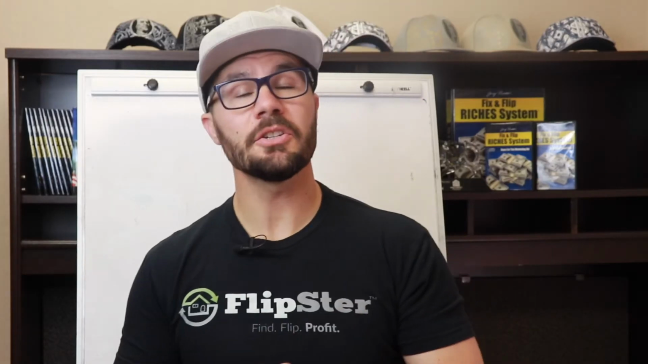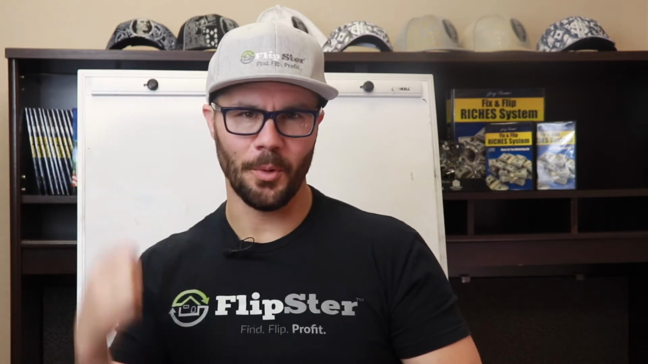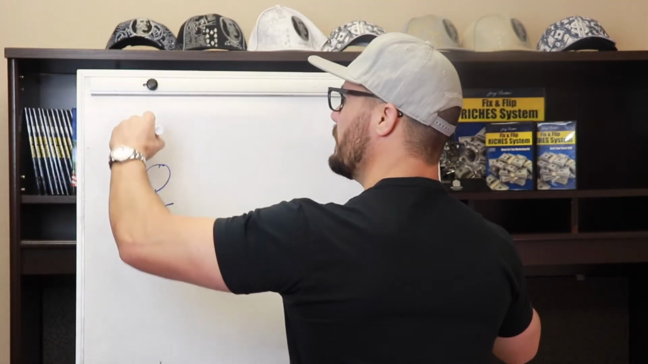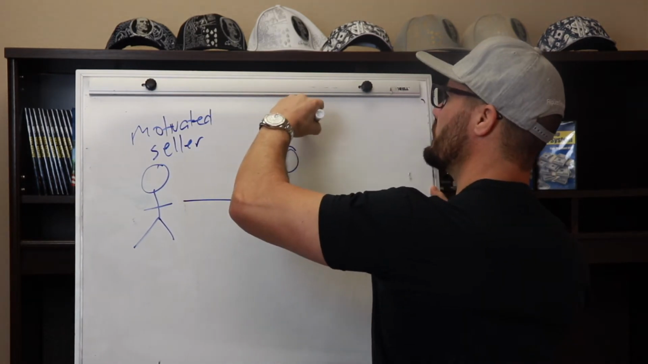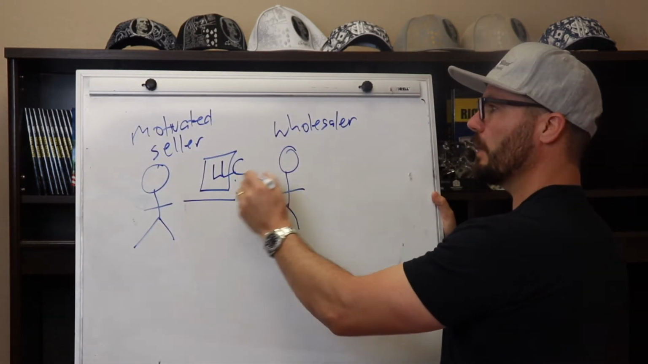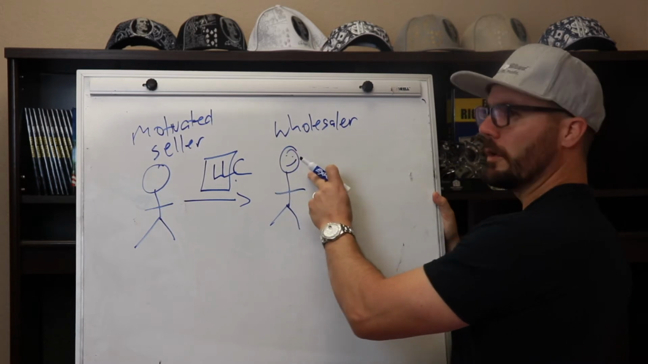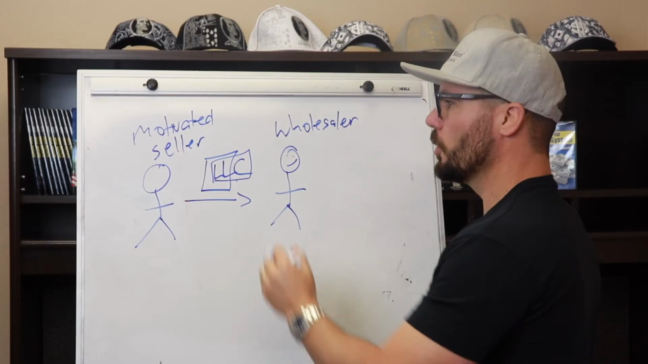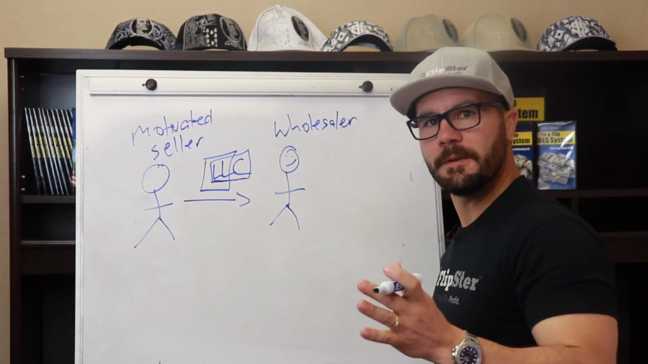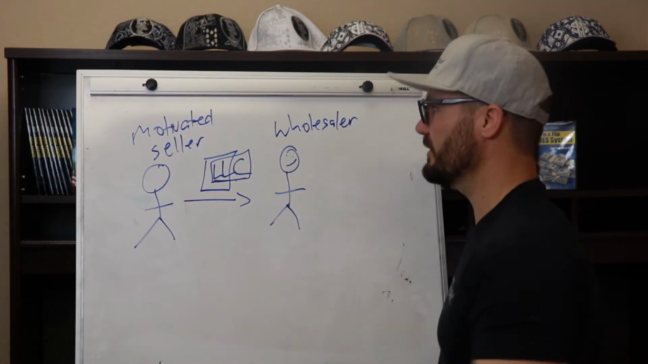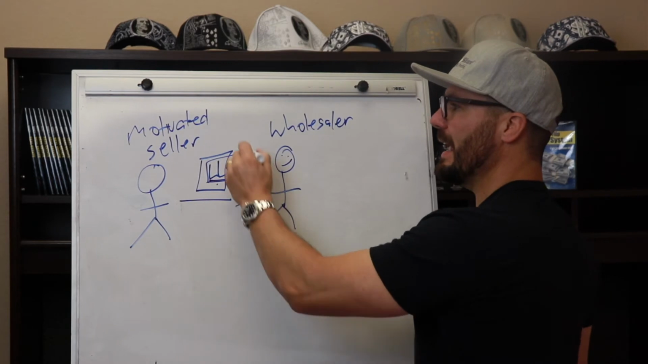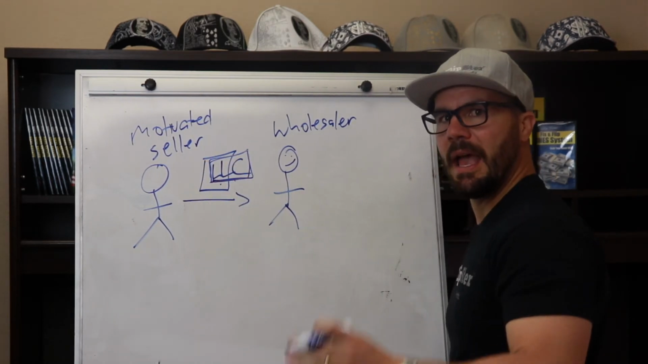Okay, so let me illustrate this one more time using the whiteboard. Here is your motivated seller, and you sign a contract with you, the wholesaler. But on that contract, rather than putting you or your entity as the buyer, you're going to put this LLC that you specifically created for the purpose of doing this deal with a no assignment clause. On the contract, it has the name of the new LLC as the buyer.